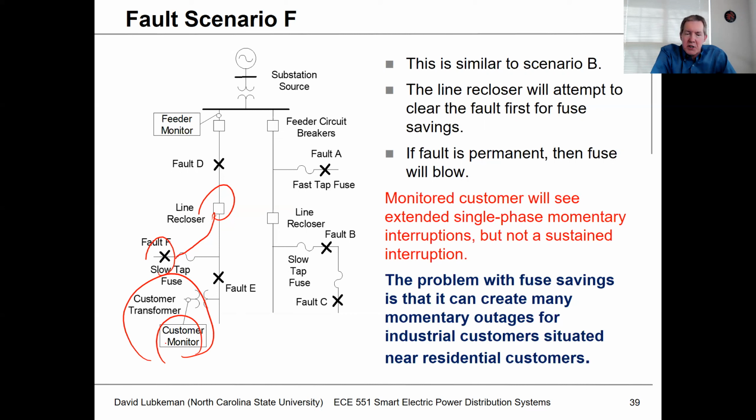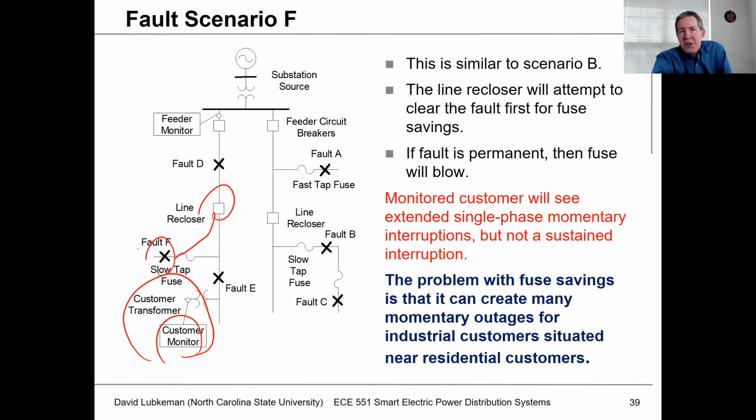Depending on that customer's processes, that might be the same as a sustained outage, because that can mess up their processes. And so let's suppose you have a mixed use circuit and you've got these industrial customers or industrial customer, and you're next to a residential feeder, or you have a number of residential feeders.